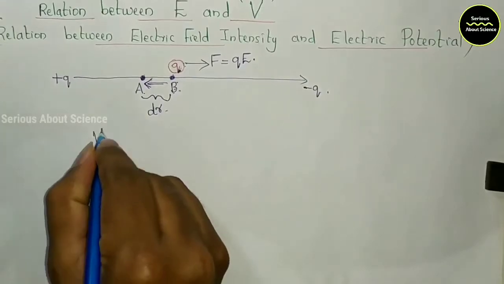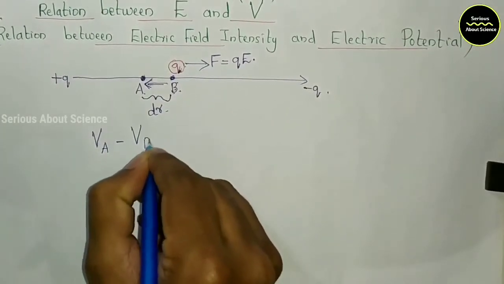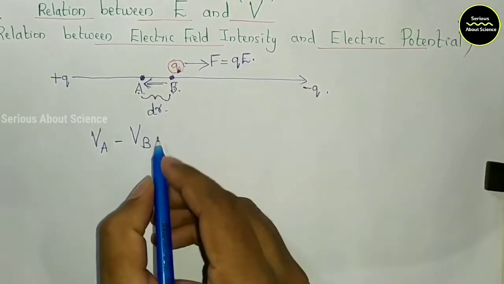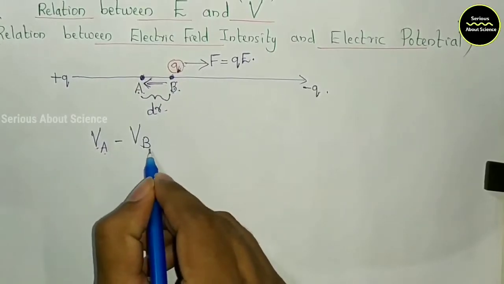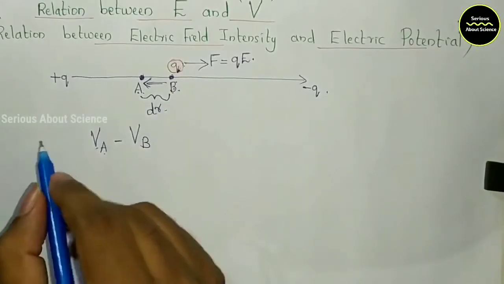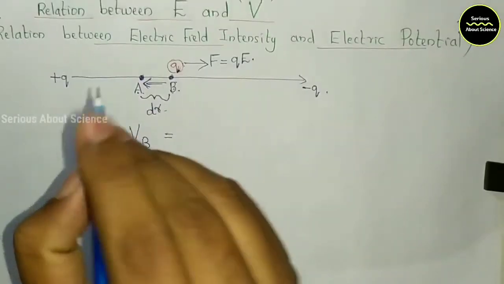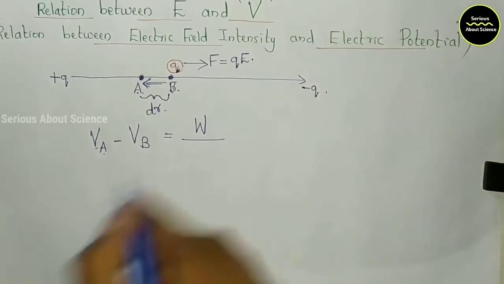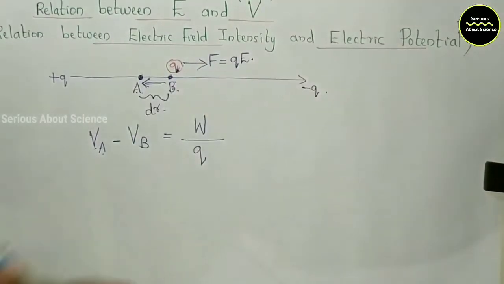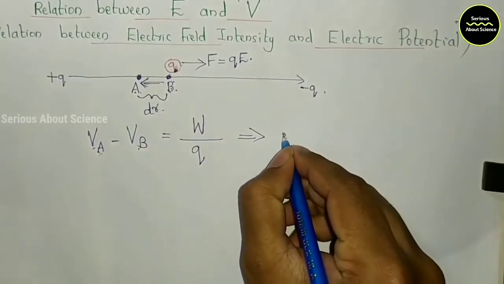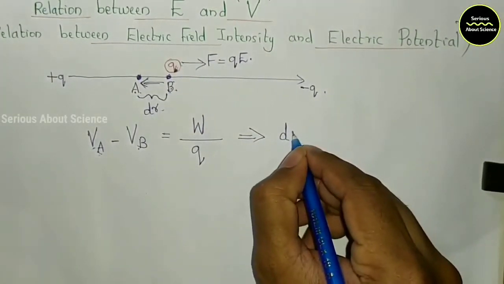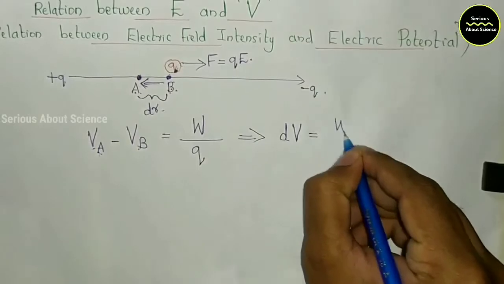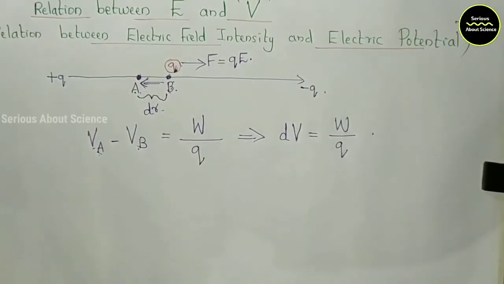Last days we studied about electric potential difference. What is called electric potential difference? Electric potential difference is the work done in bringing a test charge Q from the point B to the point A. So here I will write the electric potential difference as VA minus VB. VA minus VB will be equal to work done divided by the value of test charge, W upon Q. VA minus VB is nothing but a change in potential, right? So instead of VA minus VB, I can write dV. D means a change. So dV will be equal to W upon Q, work divided by test charge.